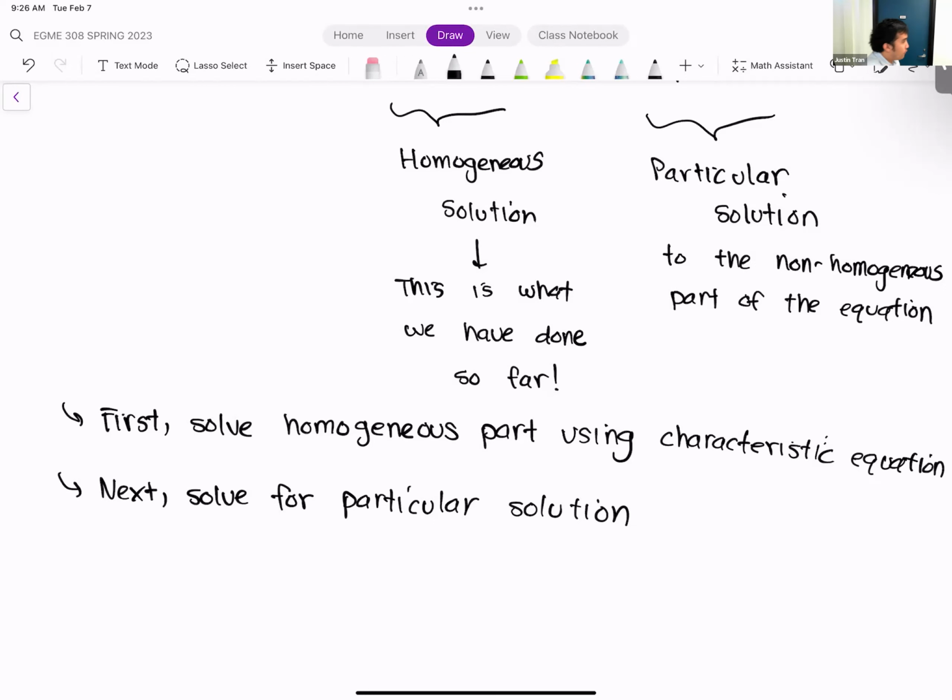The next step is going to solve for the particular solution. We don't know how to do that yet, and so that's what we're going to learn new. Okay, so step 2 here is kind of a new thing that we're going to learn. Then once you find the homogeneous solution and the particular solution, you're just going to simply add them together to form the final solution, or the full solution.